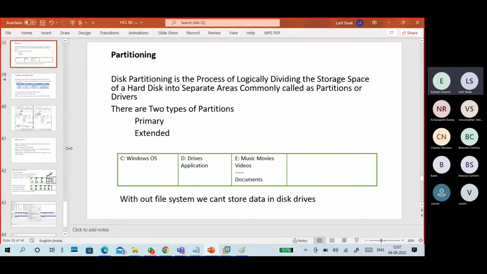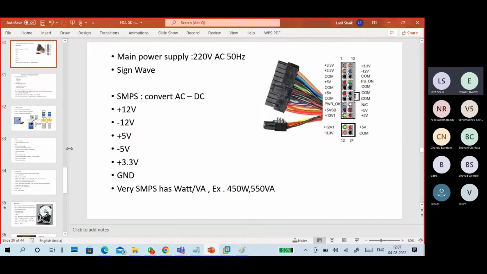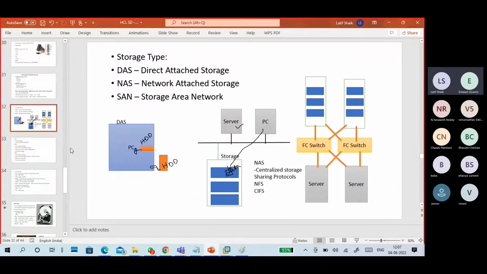So I want to talk about SSDs here. In this PPT, I didn't give much information about SSD.